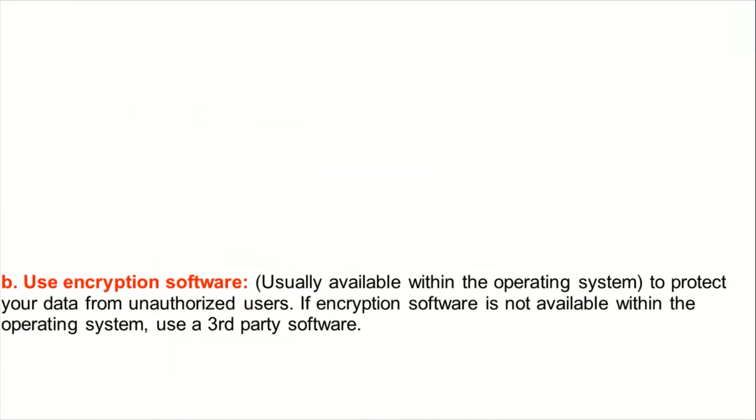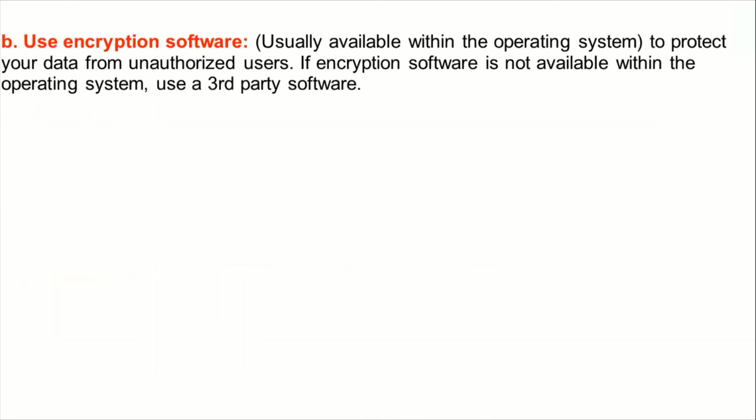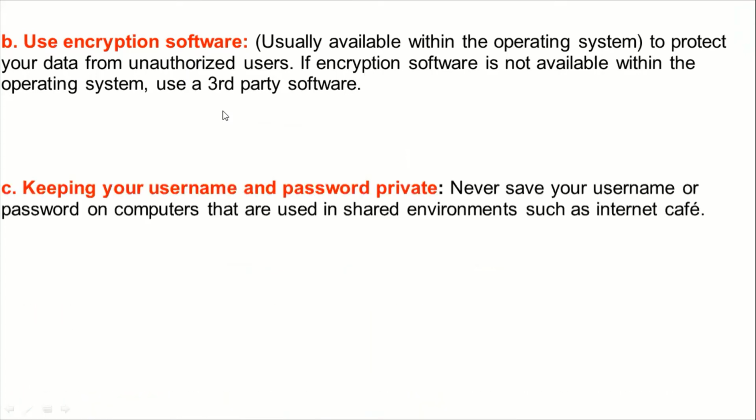Internet security is the chapter which we are doing. Another way to ensure security over internet is using encryption software, which is generally available within the operating system to protect your data from unauthorized users. If encryption software is not available within the operating system, you can use a third-party software.